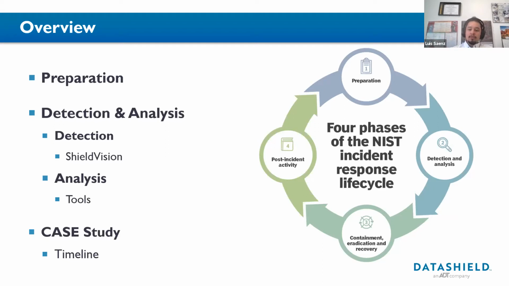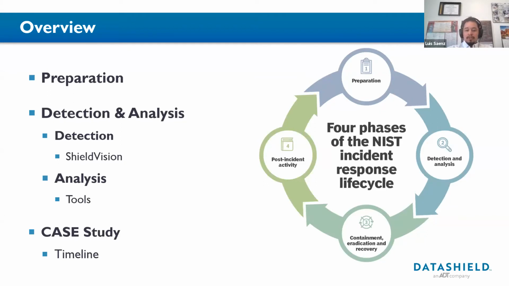Now, this model here on the right is for the NIST. That's the National Institute of Standards and Technology. And it has 4 phases. The first one is preparation. The second one is detection and analysis. The third is containment, eradication, and recovery. And then last but not least is post-incident activity.